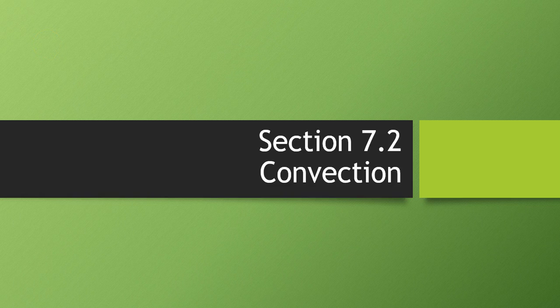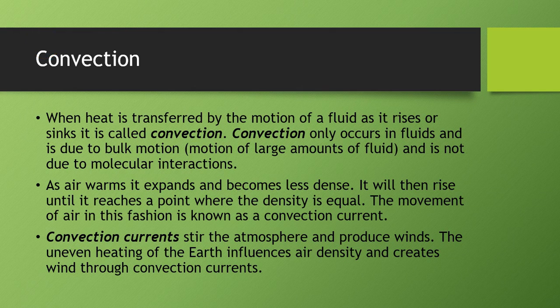Section 7.2, Convection. So the second way that heat can be transferred is by means of what's known as convection. Convection is heat that's transferred as the motion of a fluid rises or sinks. It involves the bulk motion of fluid, so large amounts of fluid moving. Now that large amount of fluid can be substantial, so these currents are very important out in the oceans, but this is also the way that you cool your soup before you eat it.